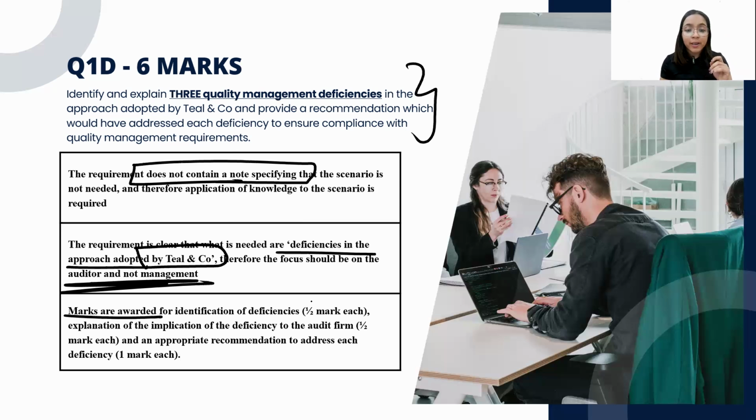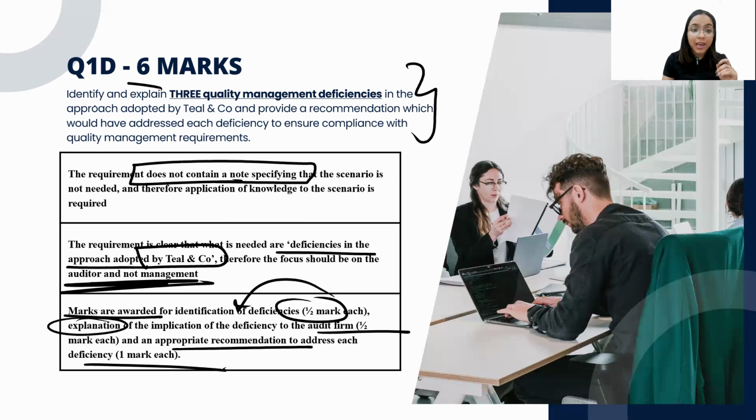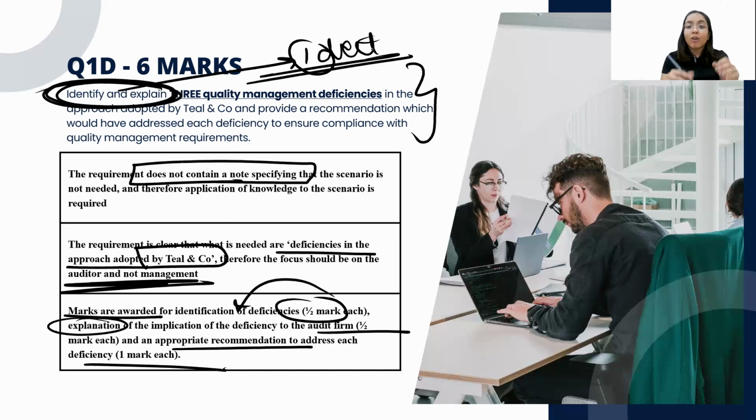Marks are avoided, half marks for identification, half for the explanation, and 1 for the recommendation. Identify and explain. Few of you will only identify, few of you will only explain. So if you don't fulfill the requirements, you are giving the chance to examiner to deduct your marks. Okay, so please don't do that.